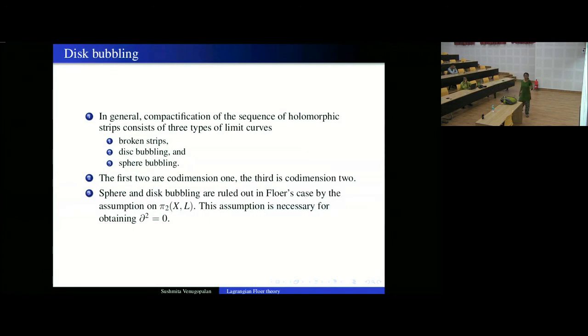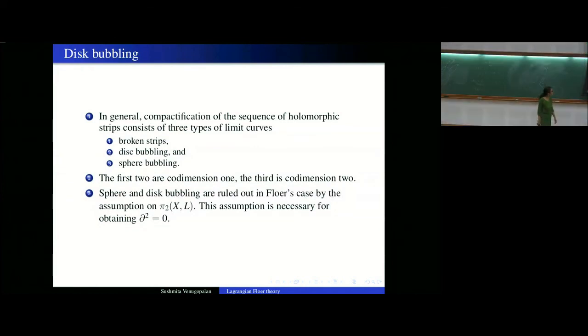So in general, the sphere bubbles don't contribute to these differentials, although they can be a bother in other ways. However, if we don't rule out disk bubbling, it will interfere with our boundary operator squaring to 0.